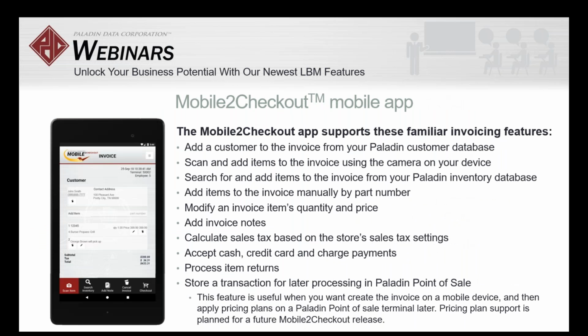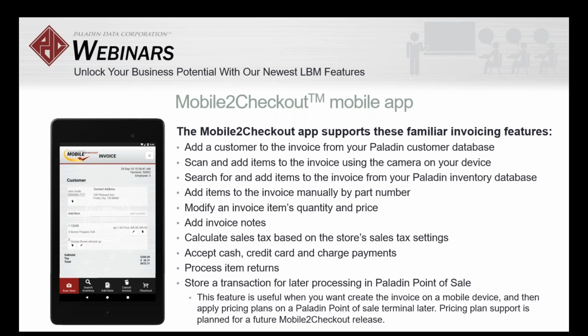All right, mobile checkout. You've all heard about this. It's a very powerful feature. This will enable you to sell anything from your store from anywhere in the world at any time. It is hooked up through the cloud. It accesses your machine, and you can add customers to the invoice from your Paladin customer database. You can scan items in using the camera on your device. You can search for items to add. You can search the inventory. You can add items into the invoice manually or by part number or scan them in.